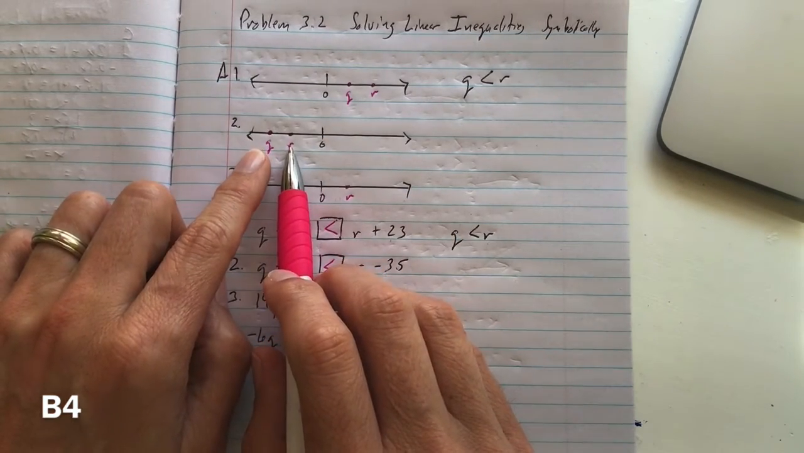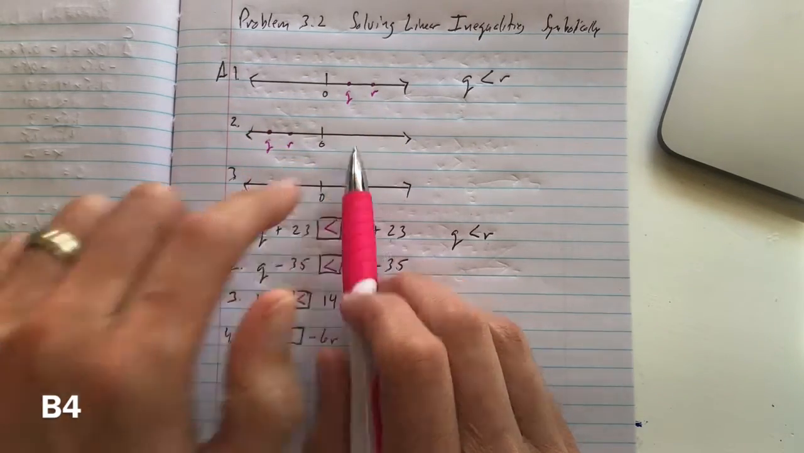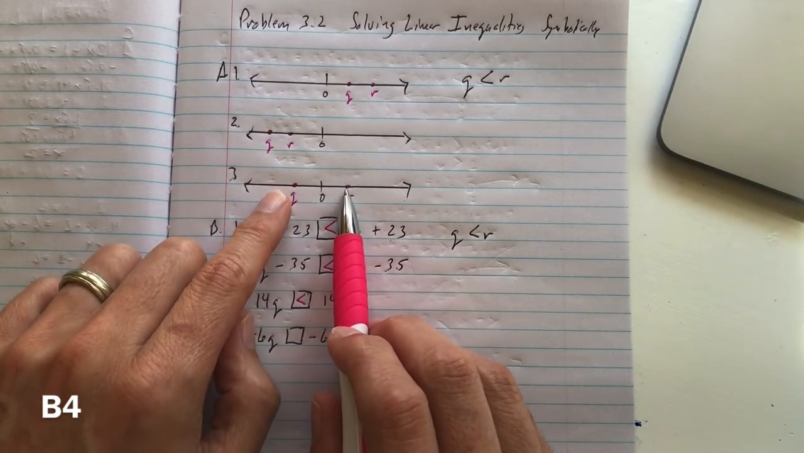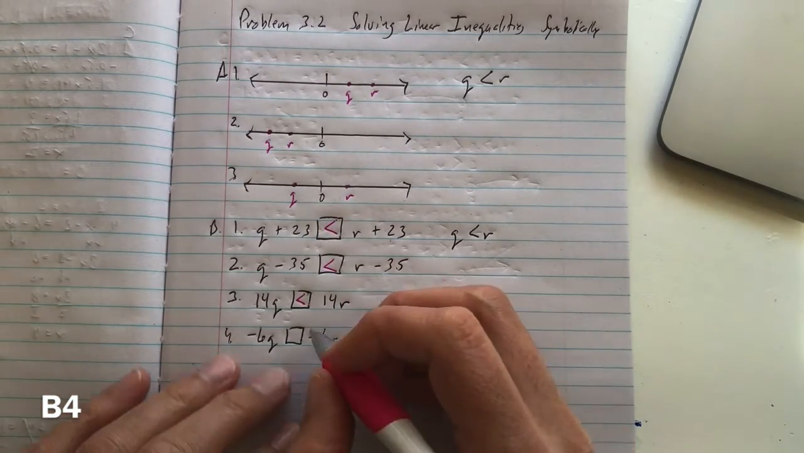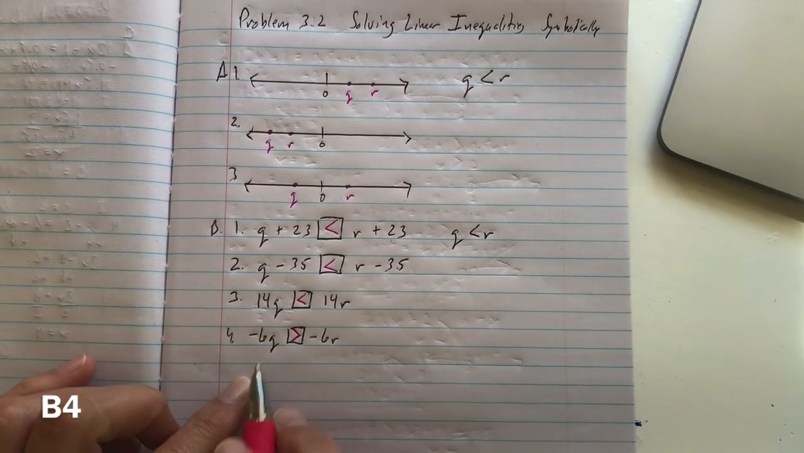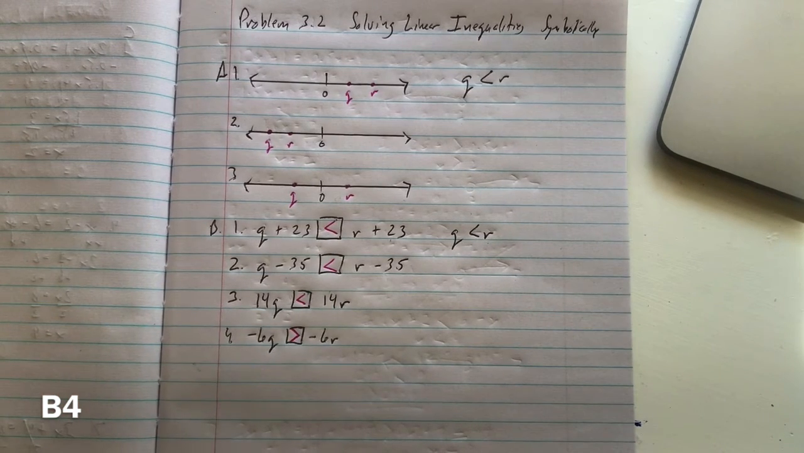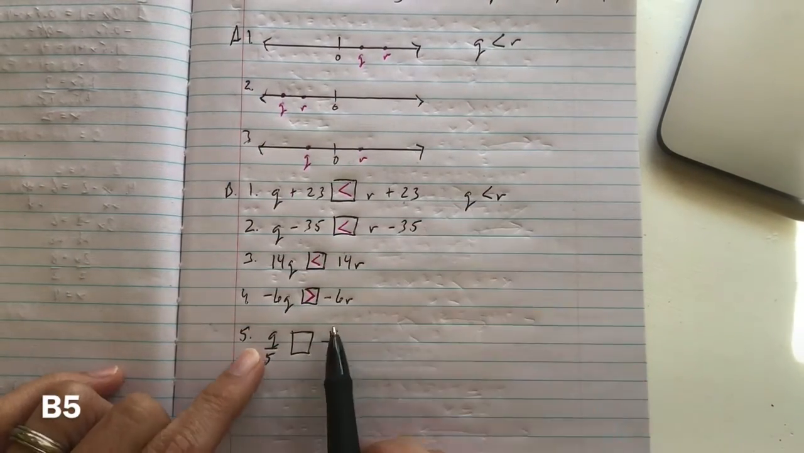So they're both negative. The opposite of R would be here, and the opposite of Q would be over here. So that would be the opposite. In this case, the opposites would be reversed. So it turns out it's the other way around, that this one would go the other direction. Q would end up being bigger when multiplied by that negative number. All right, now we're dividing by 5. So Q is less than R.